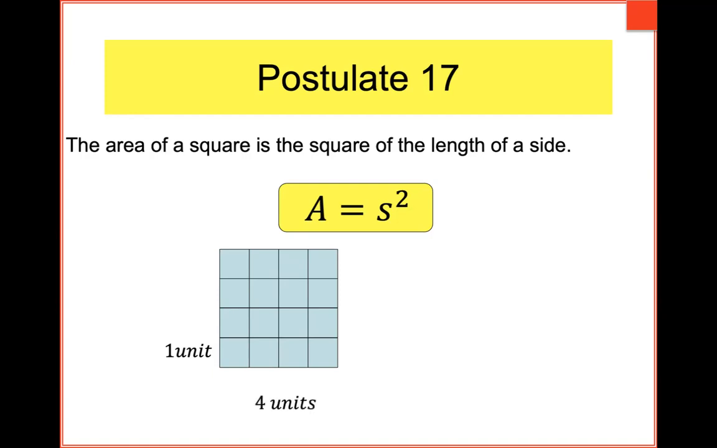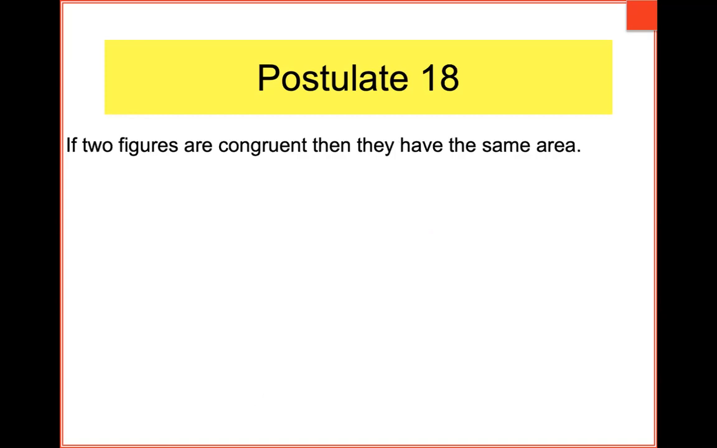All right, so this one has a side length of 4. All the sides are 4, and 4 times 4 is 16. So there's 16 little tiny squares that make up the big square. And that's why we call it square units.